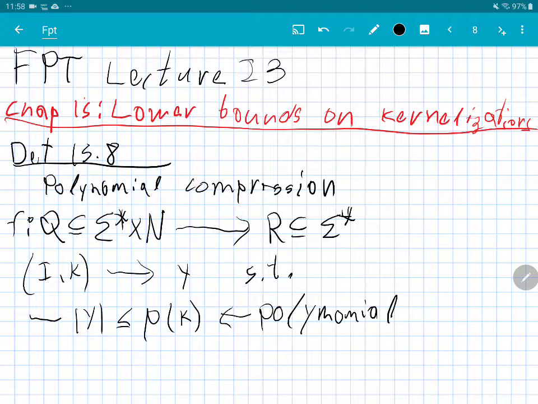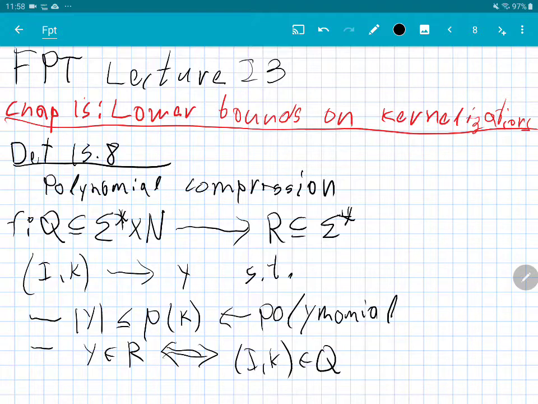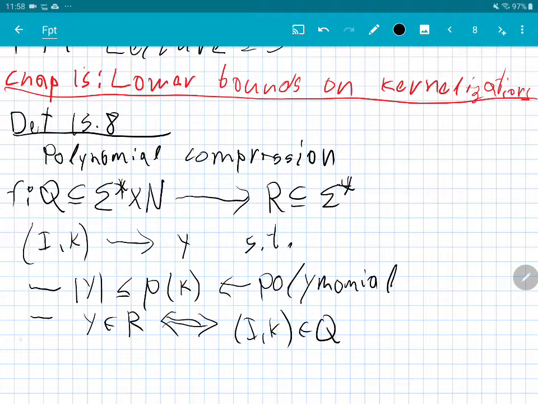Okay. And of course, the second property we want is that y is in this language R if and only if the input instance is in Q. Right, so that's a compression. Okay, so that's the definition. So ultimately, our purpose is to prove that there are problems for which this does not exist, right?